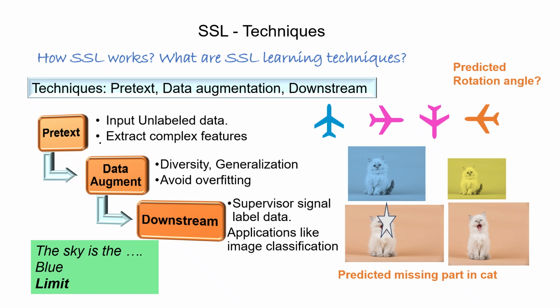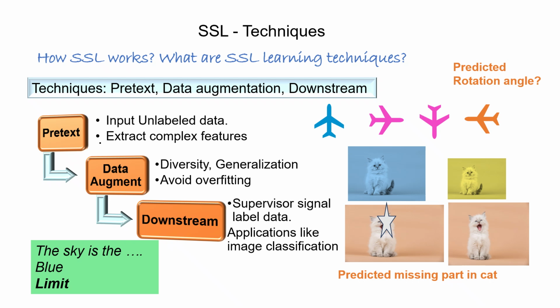Now you may have a question. Both unsupervised and self-supervised learnings use unlabeled data. Then what is the difference between unsupervised learning and self-supervised learning? Input to unsupervised learning is unlabeled data. Output of unsupervised learning is clusters. Unsupervised learning uses algorithms like k-means to form clusters.